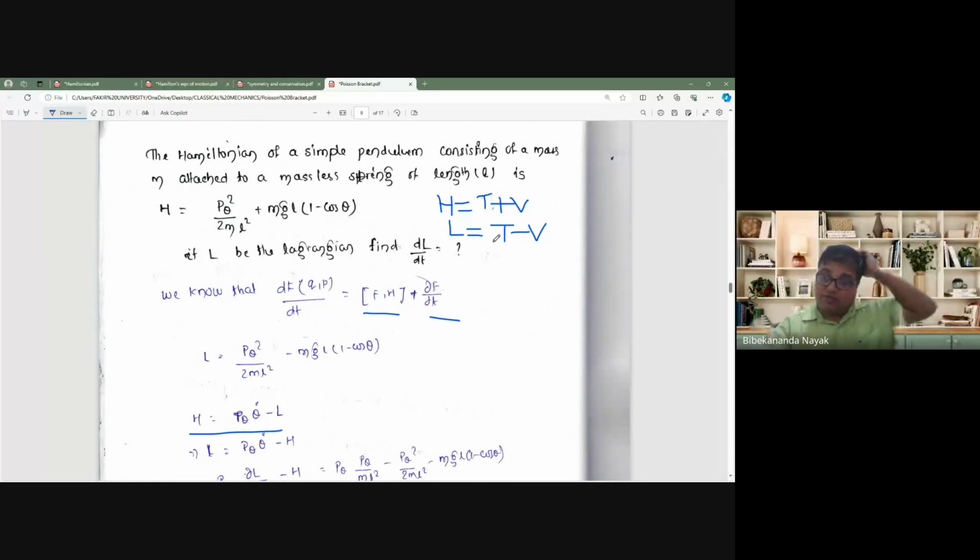For a conservative system, you can write this like T minus V, but you also replace all p theta by theta dot.